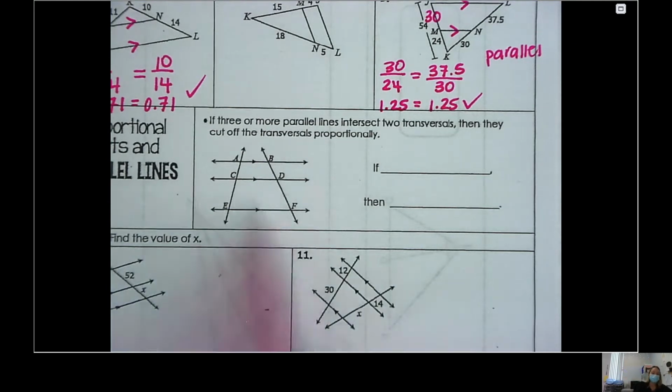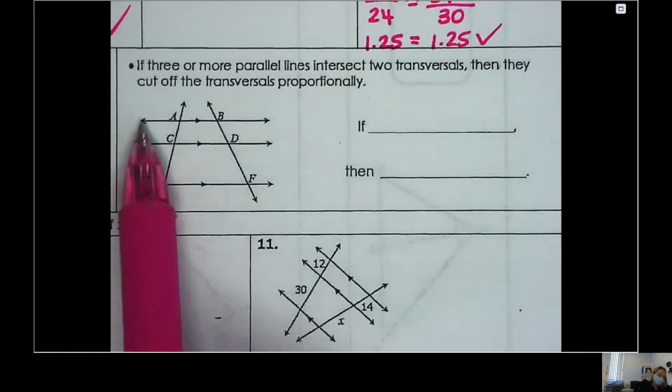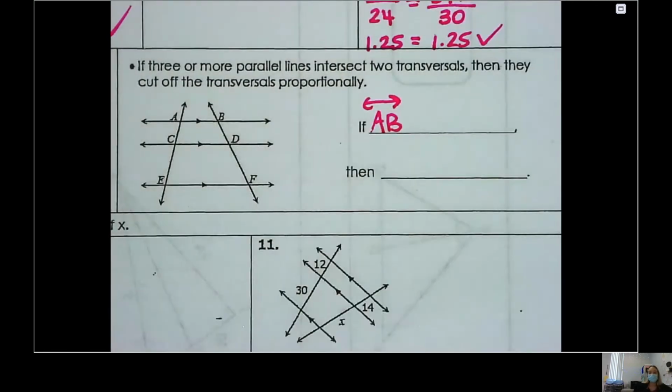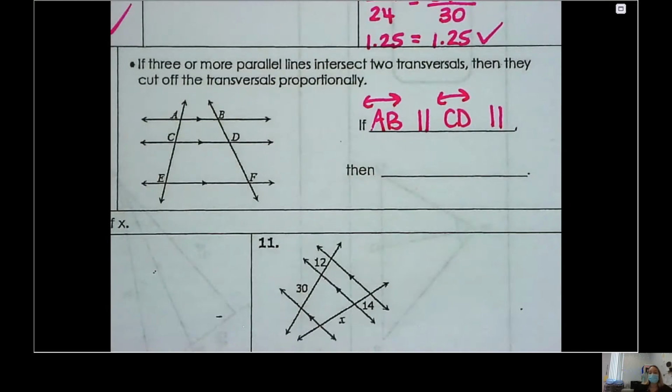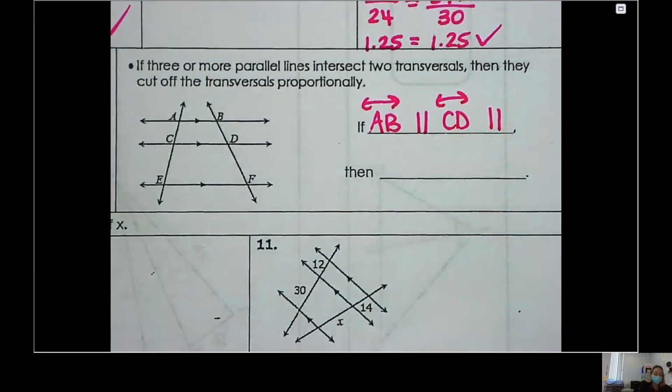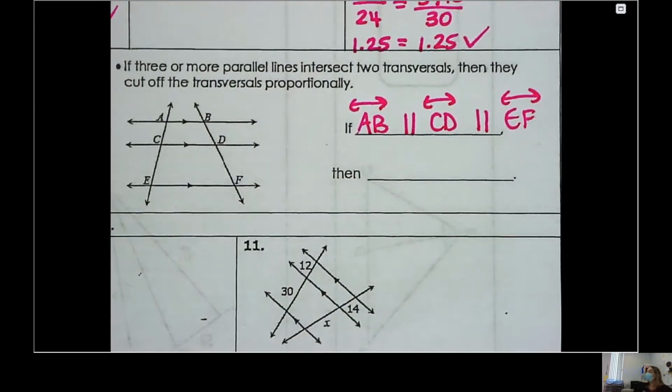So, in my picture here, if AB, this line right here, AB, and I put my little arrows above it. If line AB is parallel to line CD, which is also parallel to the last line, EF, so if I give you 3 lines that are parallel, then you can make a proportion for the sides, just like we did before, that are equal.